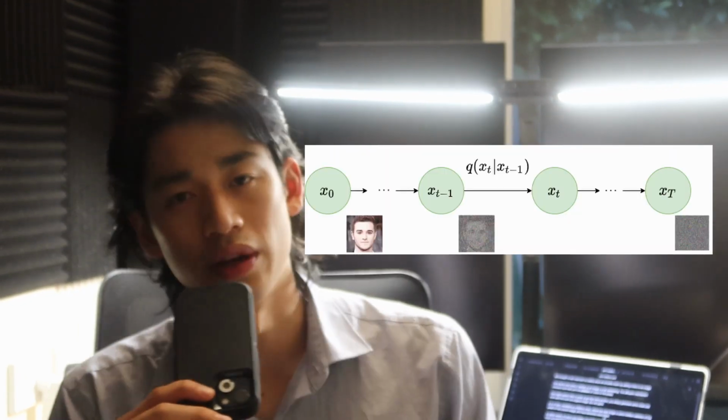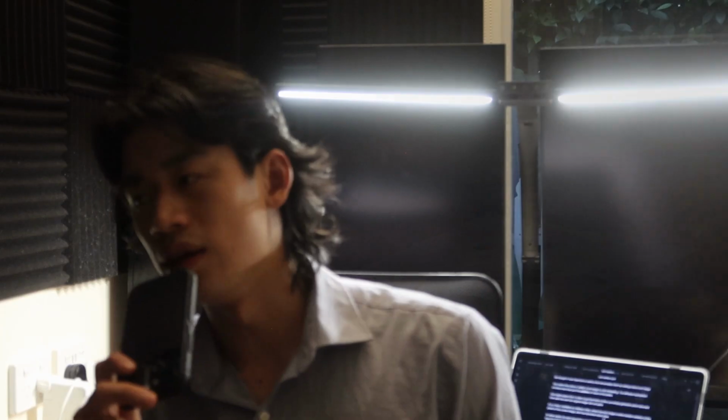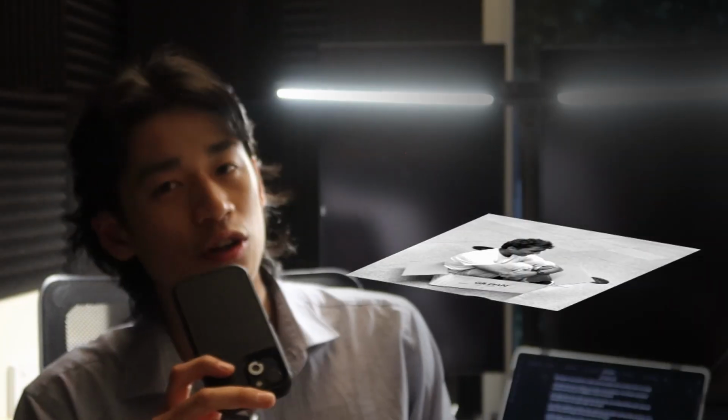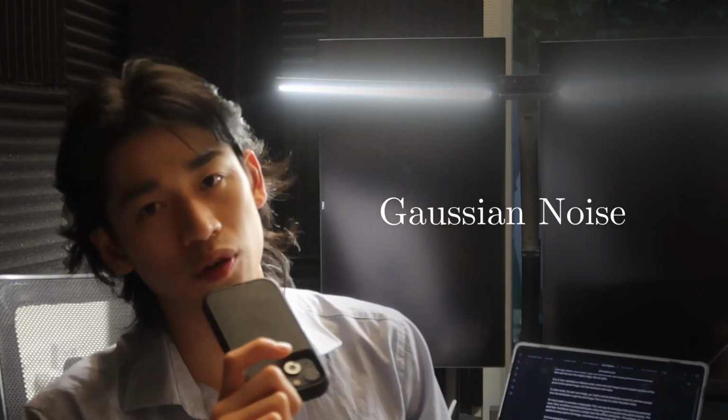The diffusion process is modeled as a Markov chain, where the next image in the sequence is some random variation of the pixels in the current image. This is actually what causes the noise. In other words, you build a Gaussian distribution and then sample from it in order to get the next image. This is why it's called Gaussian noise.